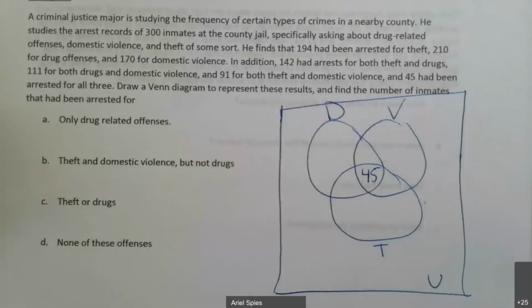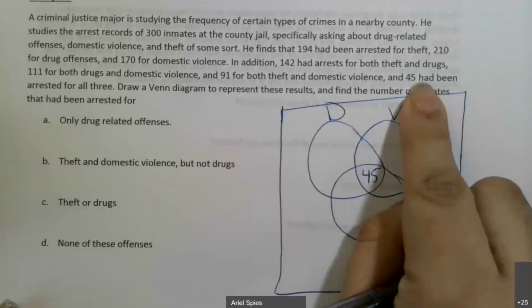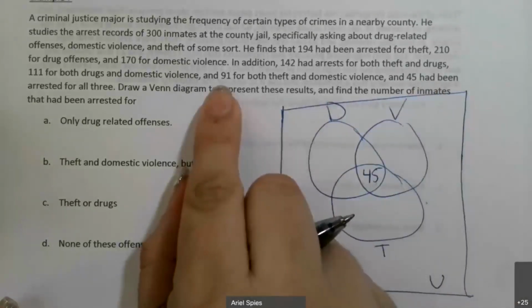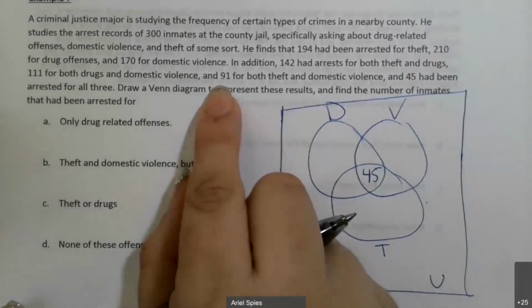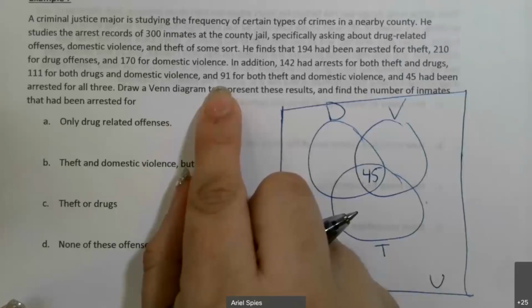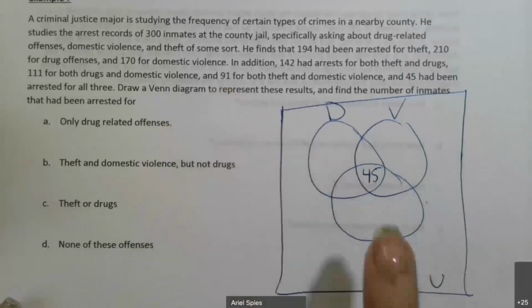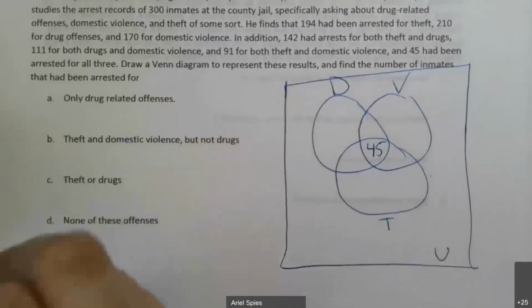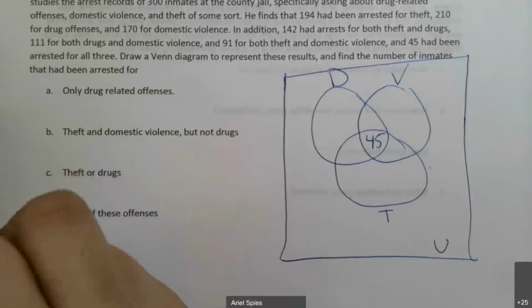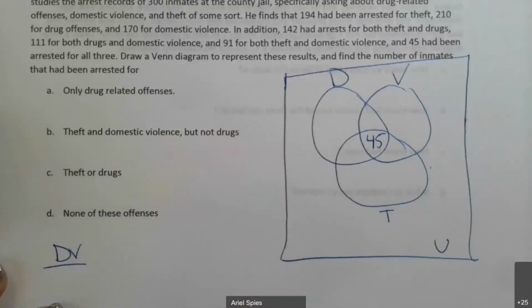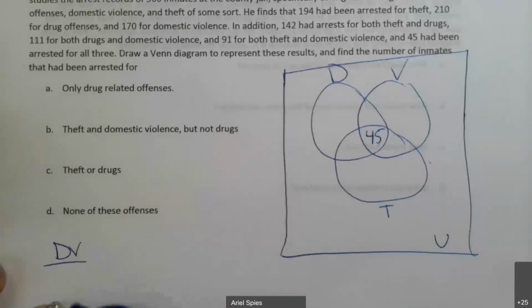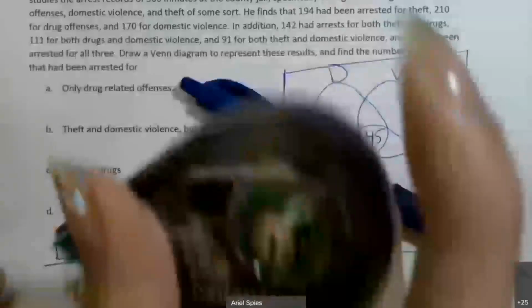Okay. So what I would personally do on this one is I would work backwards from the information they gave me. So starting at the 45, I would work backwards. Then it tells me 91 have both theft and domestic violence. This includes people who have drug crimes. So I want to take the 91 and subtract the 45. That was theft and violence, though.